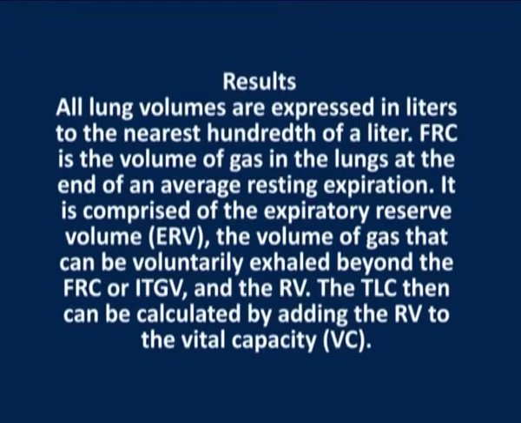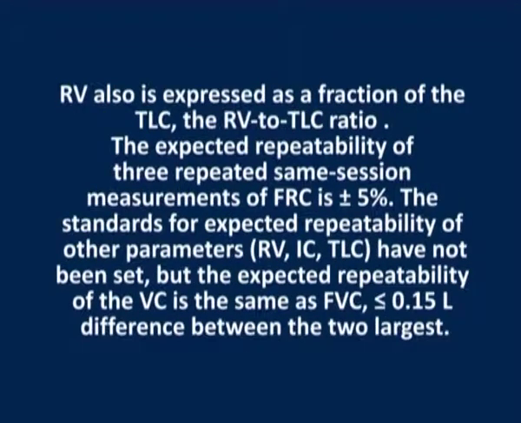Results: all lung volumes are expressed in liters to the nearest hundredth of a liter. FRC is the volume of gas in the lungs at the end of an average resting expiration. It is comprised of the expiratory reserve volume, that is ERV, the volume of gas that can be voluntarily exhaled beyond the FRC or ITGV, and RV. The TLC then can be calculated by adding RV to the vital capacity, that is VC. RV also is expressed as a fraction of TLC, the RV to TLC ratio.